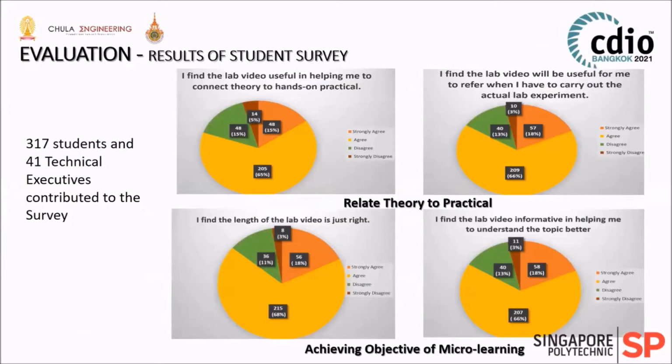In the evaluation of our work, 317 students and 41 technical executives participated in the survey. More than 85% of the students find the video useful in helping them to connect theory to practical, and they find the video also useful as a reference when they need to carry out the experiment back in the campus. 85% of the students also find that the length of the videos is just right and that the content in it is informative and useful for them to understand the topic better.